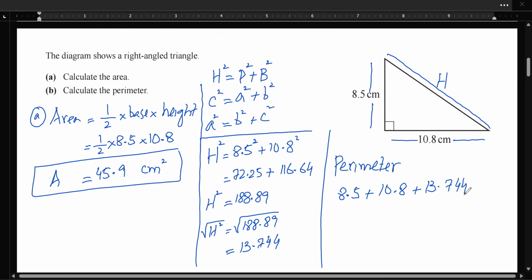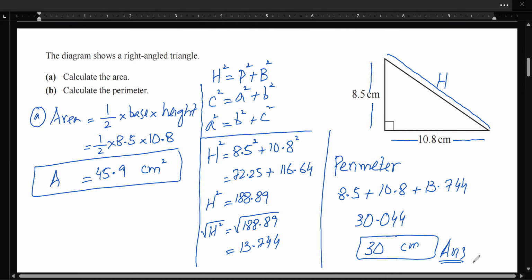8.5 plus 10.8 plus 13.744. That gives you 30.044, or in three significant figures, it's going to be 30 centimeters. This is your required perimeter.